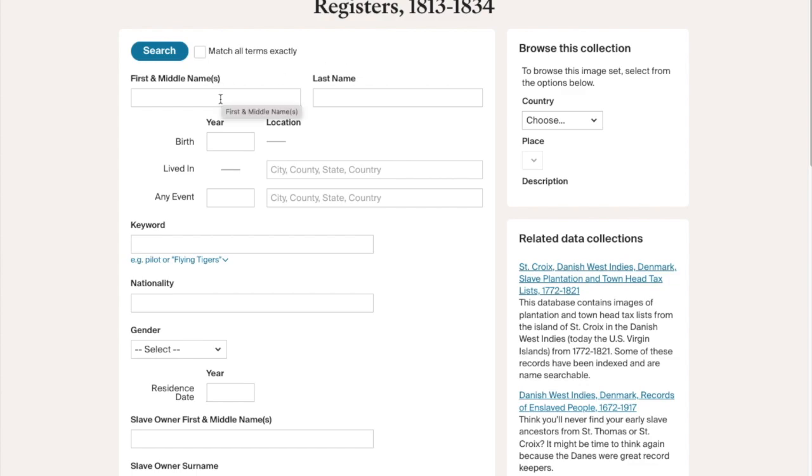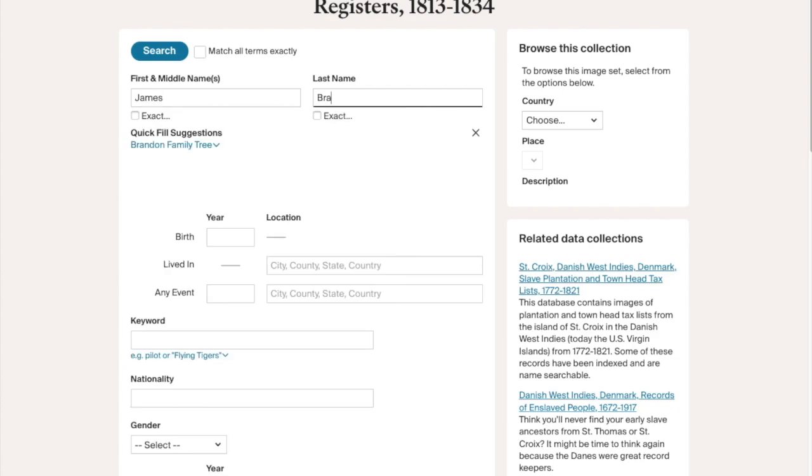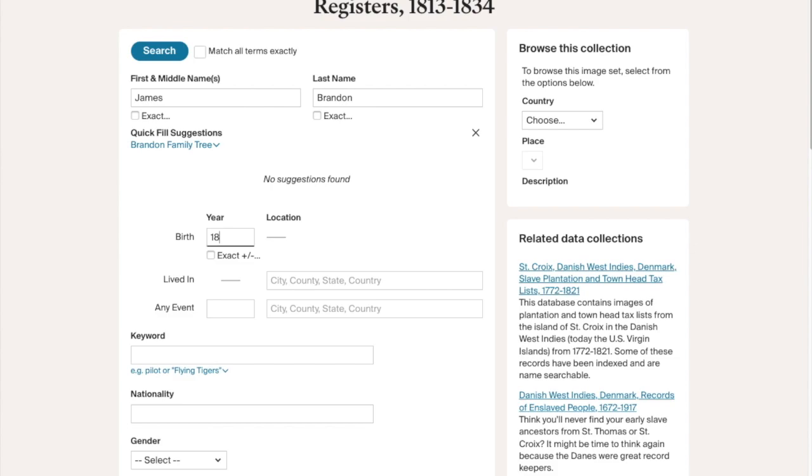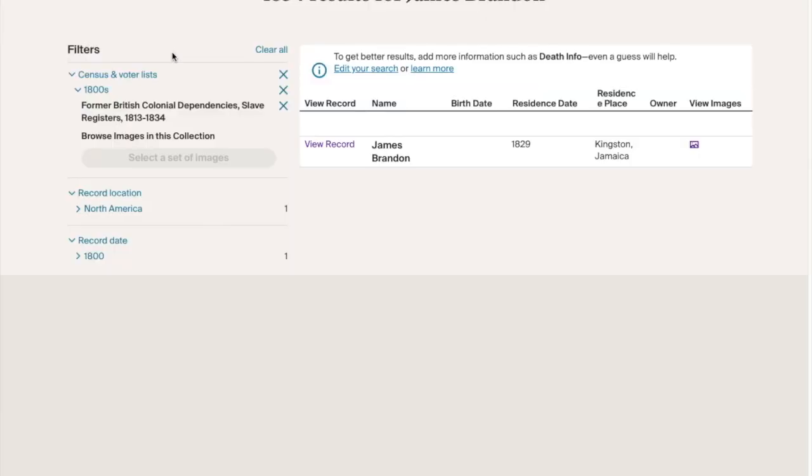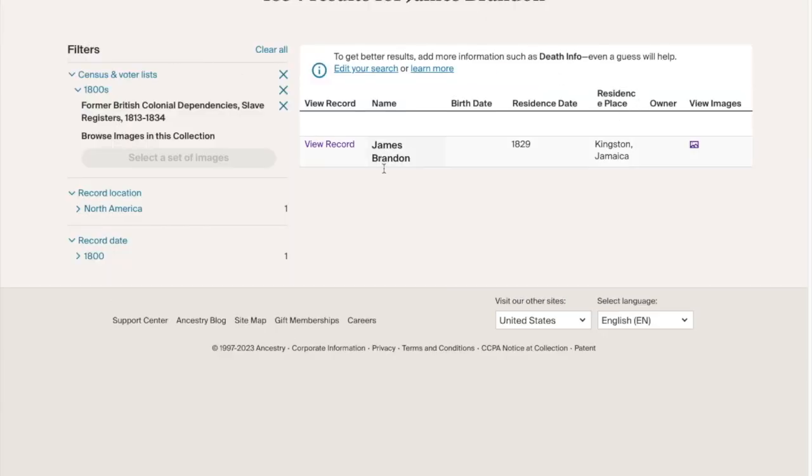So if we do a search, one of the things that you'll notice, let's say we wanted to look for James and then Brandon. We think his birth year is 1832 and lived in Barbados. It's really helpful to put in the island because otherwise you're going to get stuff from a bunch of other islands. But one thing that we're going to notice when we search for this is that it's going to be really frustrating because it shows nobody.